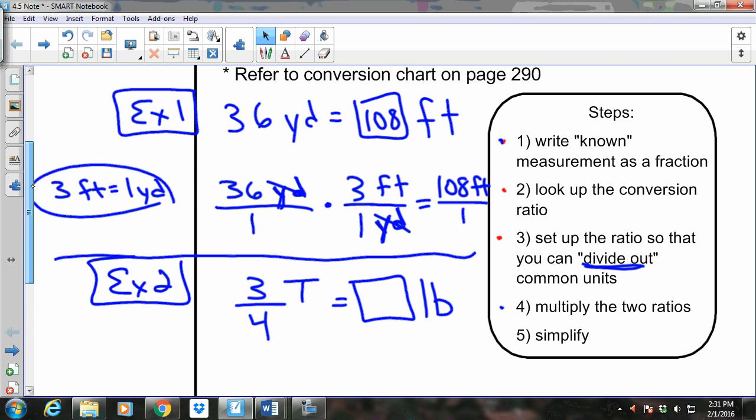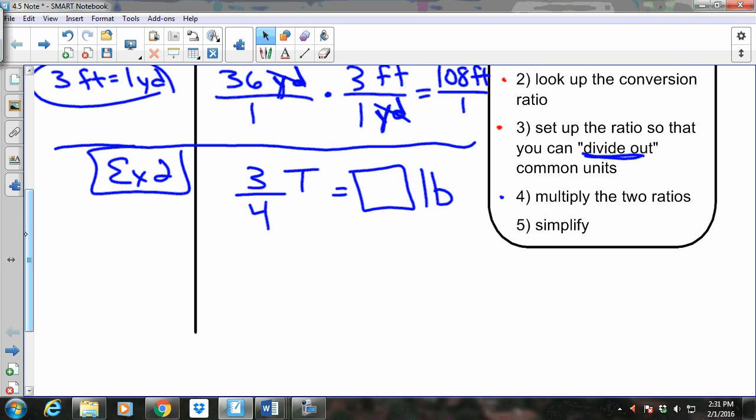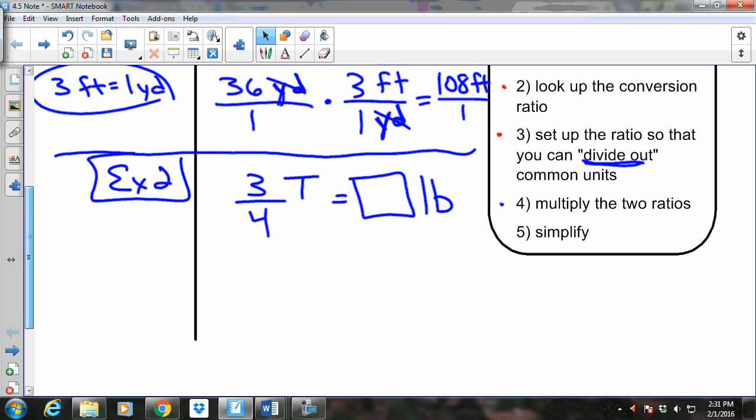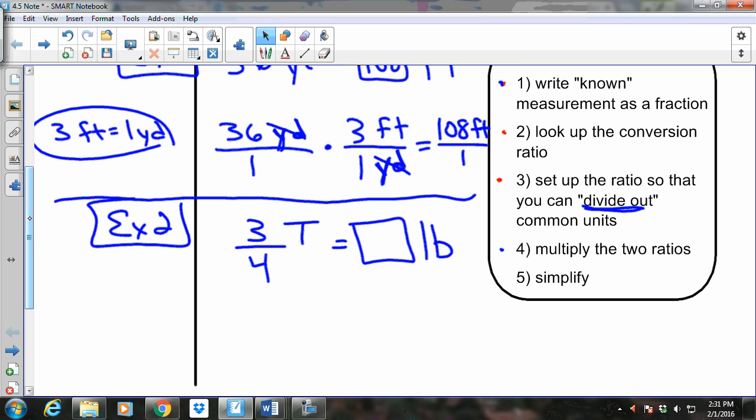Write the known measurement as a fraction. Well, hey, look, we know that we have 3/4 of a ton. Like what you have is what I mean by that. So that's already a fraction, so we don't need to do that. Step 2, look up the conversion ratio.